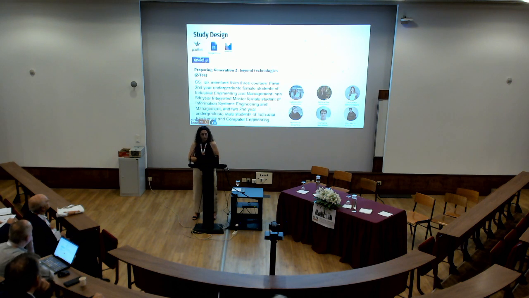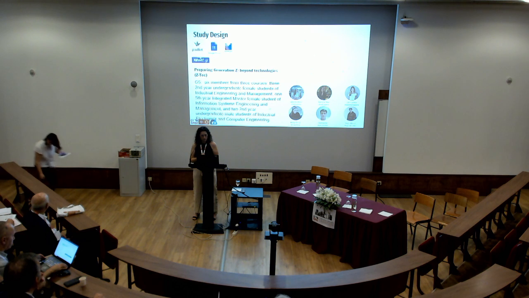And the second group, which we call group 5, also has 6 members, from 3 different courses: 3 second-year undergraduate female students of industrial engineering and management, and 1 from the 5th year of the integrated master's, a female student in informatics system engineering and management, and the other 2 members are second-year undergraduate male students of industrial electronic and computer engineering.